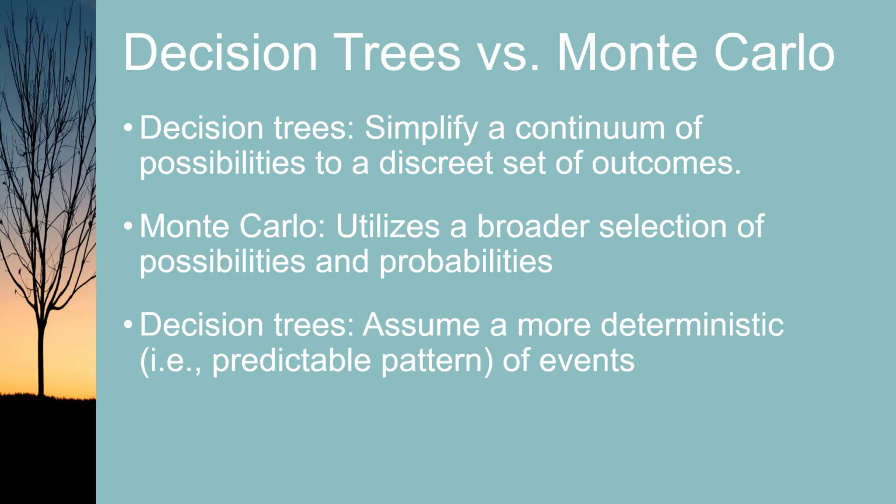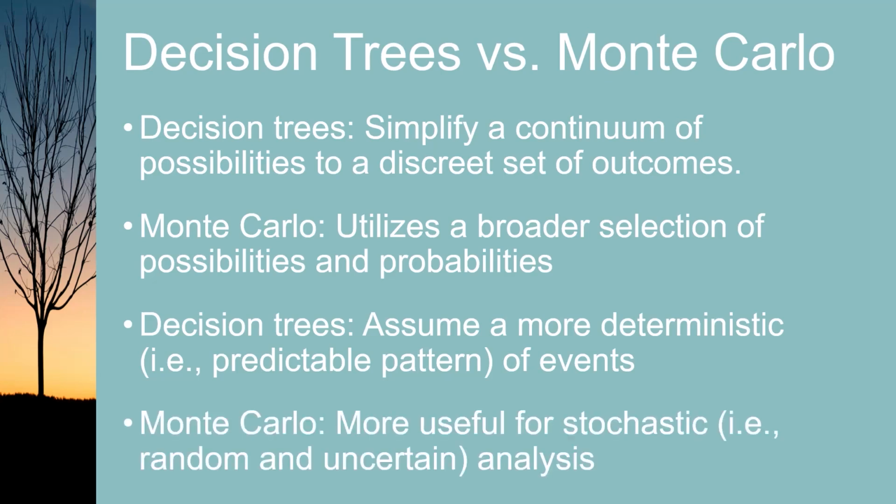Decision trees assume a more deterministic, in other words, predictable pattern of events, while Monte Carlo is more useful for stochastic, in other words, random and uncertain analysis. Monte Carlo analysis can be very powerful, but it is more complex to create and communicate.